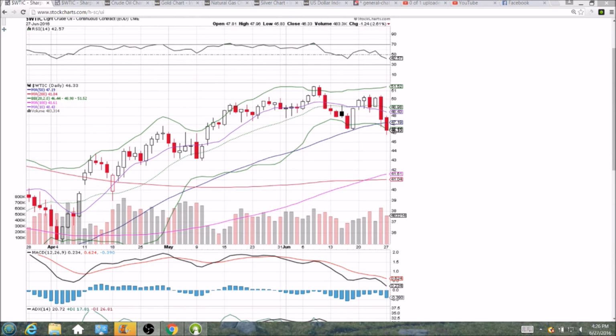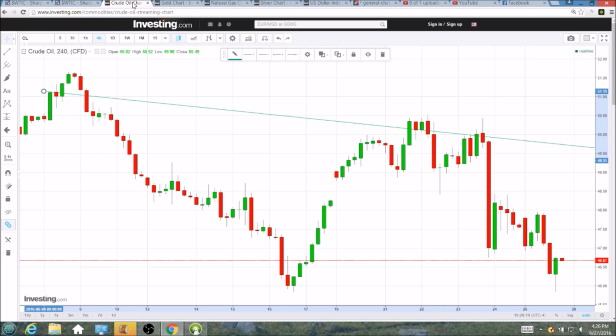Hey everyone, looking at oil on the daily and weekly time frame, a key loss of support here. The 50-day moving average support at 47.19 is now lost. We had our lower high, and this is a lower low. Want to just check in on the current price, 46.67.